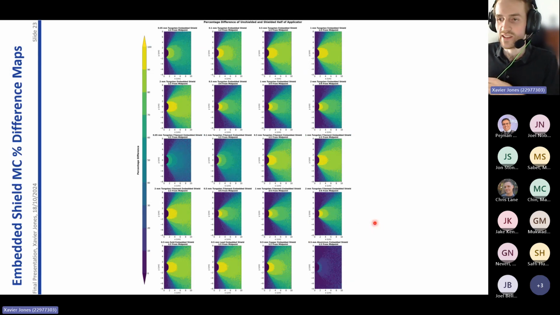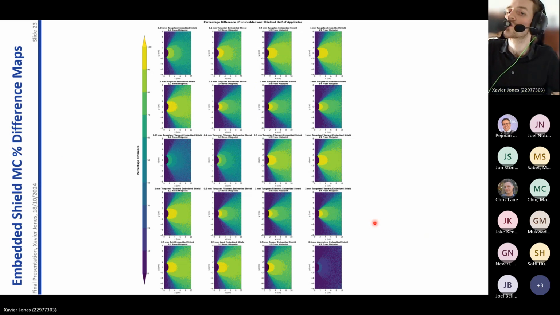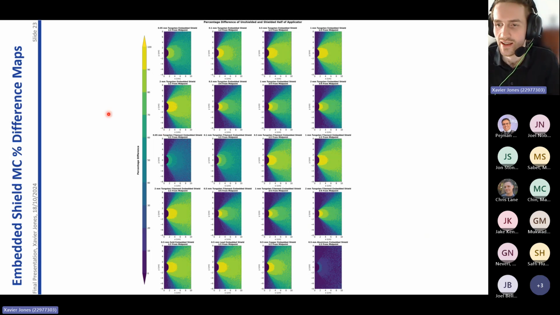These plots are the percentage difference between the unshielded and shielded side of each embedded shielded applicator. The X and Y axes indicate the distance from the applicator center. The color bar indicates the percentage difference. These highlight the spatial effects of shielding, hence providing a further way of characterizing each applicator, as well as giving an indication of the effectiveness of the shielding.